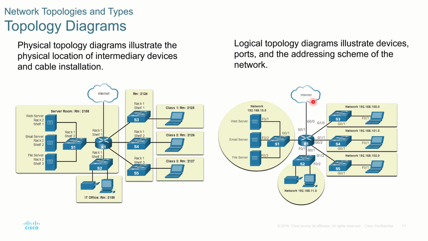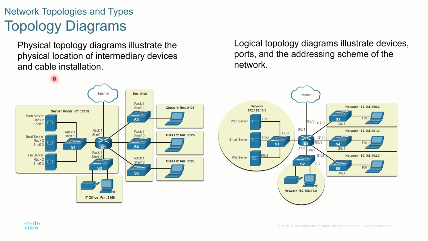So there are two different types of topology diagram, which are the physical topology and the logical topology. In this part, I will only make a brief introduction of the difference between physical topology and logical topology, but you will have a specific subject that will discuss network design later on next year. The physical topology diagram illustrates the physical location of intermediate devices and cable installation.